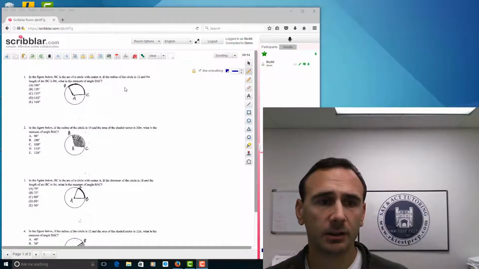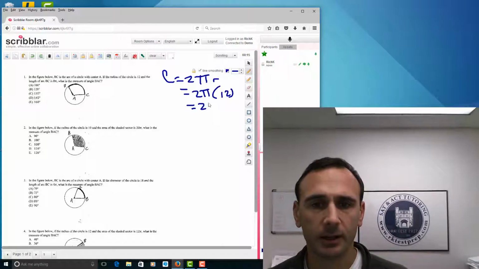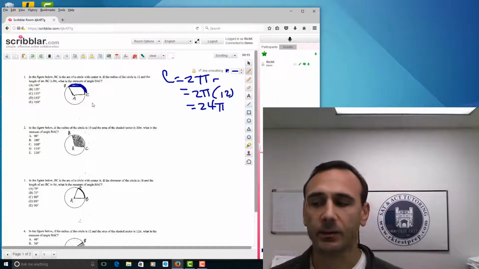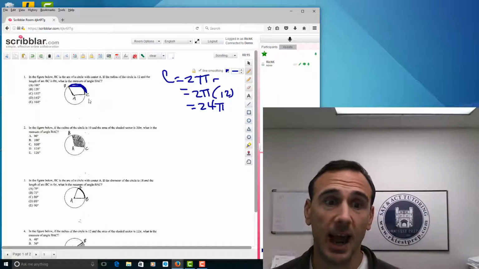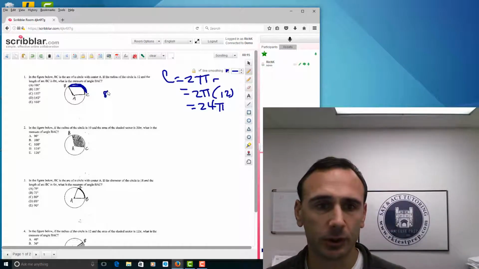So the arc is a fraction of the total circumference, which we can find with 2 pi r. So we know that the total circumference is 24 pi. That 8 pi, the length that we're looking at here, is some fraction of that total 24 pi. And it's the same fraction that the angle is of 360. So what we can do is set up a proportion: 8 pi for the arc over 24 pi for the total, equals x, the angle for the arc, over 360 total.